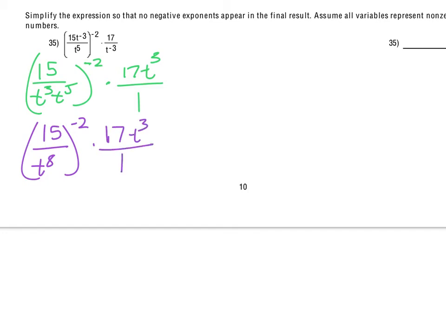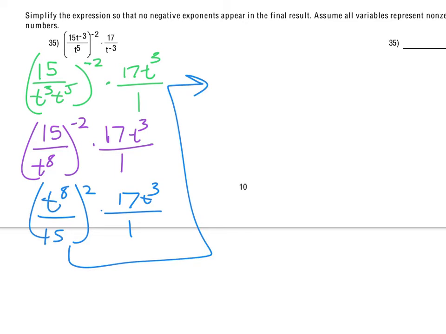Now I'm ready to go ahead and deal with the negative on that fraction on the left, that -2. But I'm just going to take care of the negative first and leave the 2 alone. So the negative is going to flip that whole fraction over. And I just find that it's easier to do that one piece at a time. Now I'm going to go ahead and square the t to the 8th over 15. So both the t to the 8th and the 15 get squared when we do that.